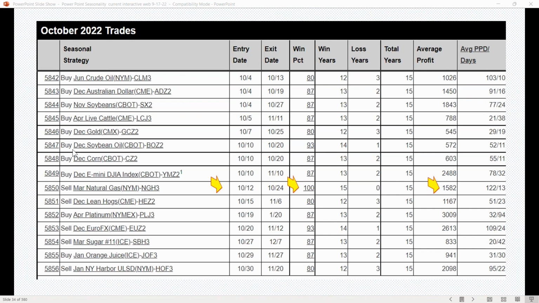$2,480. This will be one to definitely keep an eye on right here. So I'll be watching that. Then what I do is I take the ones that I'm interested in and I make my own watch list. Okay, so this one would be one that I want to watch, the Dow. I want to watch this one here.